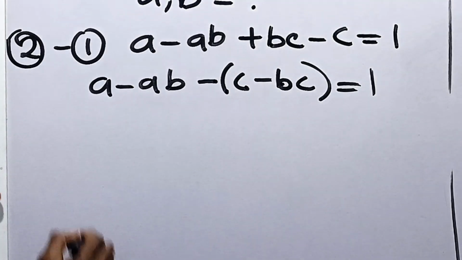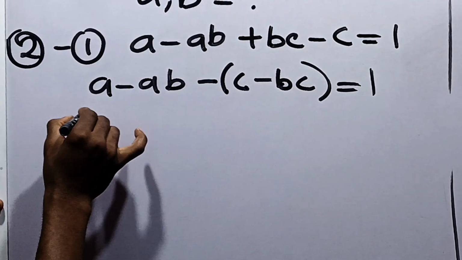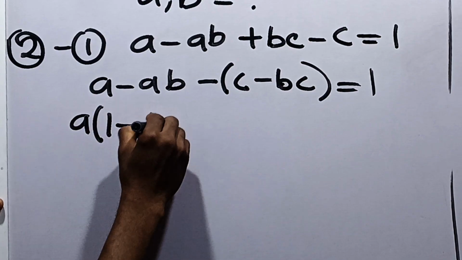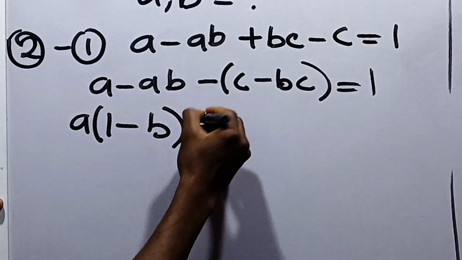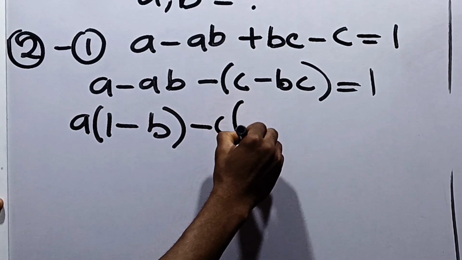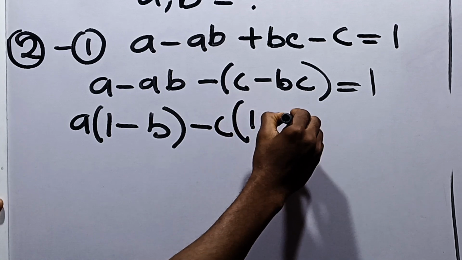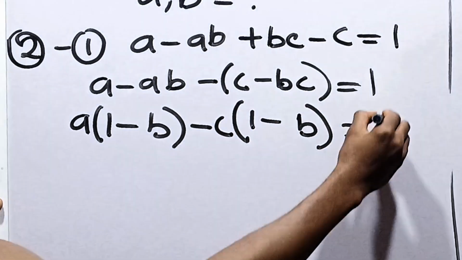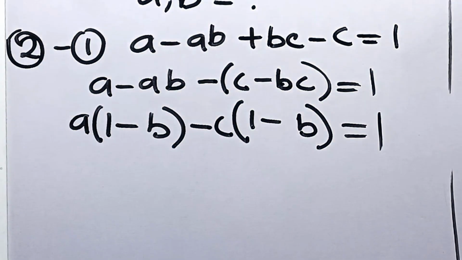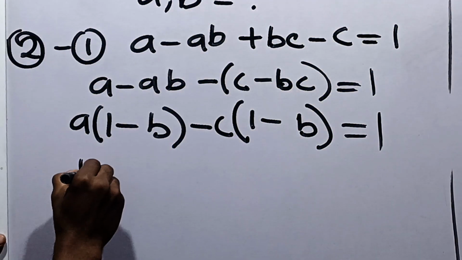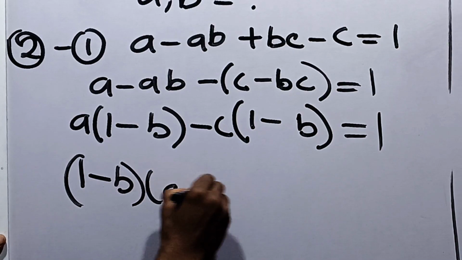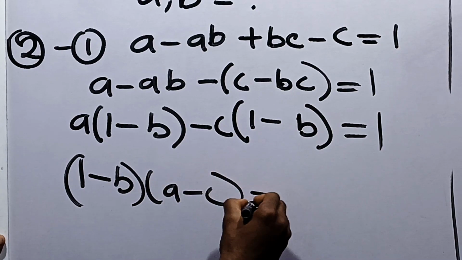Now from here, let's factor out A. So we have A into 1 minus B. We now have minus, let's factor out C, C into 1 minus B as well, is equal to 1. Then we can factor out 1 minus B. So we have 1 minus B into A minus C to be equal to 1.